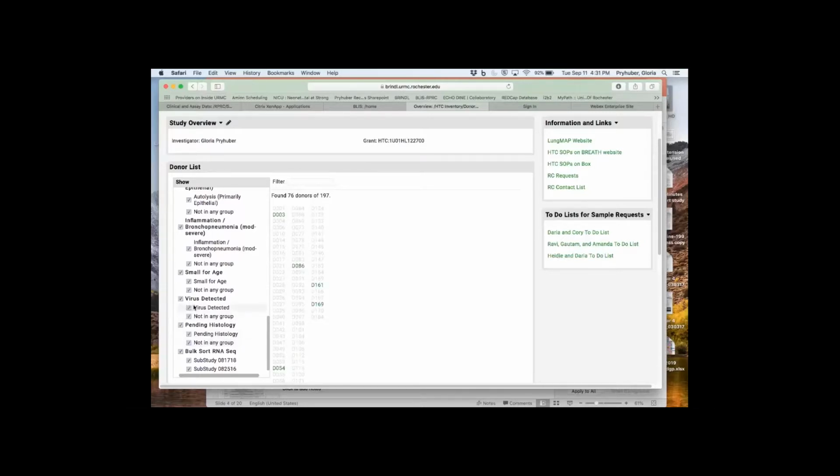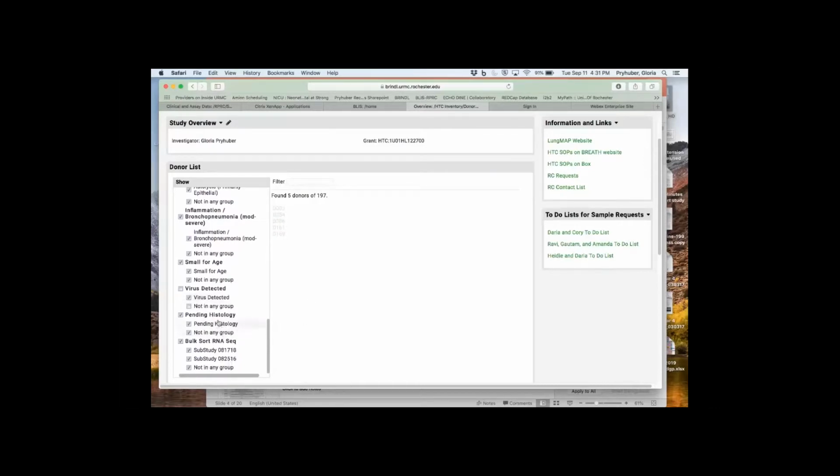propose to do that. In some cases, virus has been detected, either clinically before the case came to us or that we've detected it. We have a panel of common viruses and infections that we have applied to some of these cases, so we know that they're true. So RSV, influenza, et cetera. Okay, and then there are a few pending histology. We get ahead of Gail sometimes.